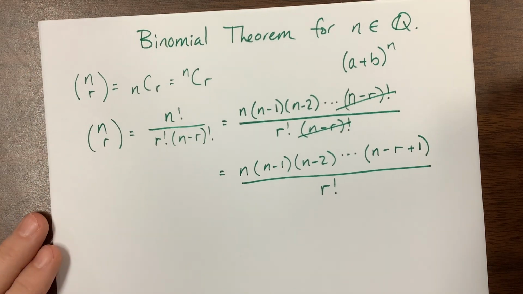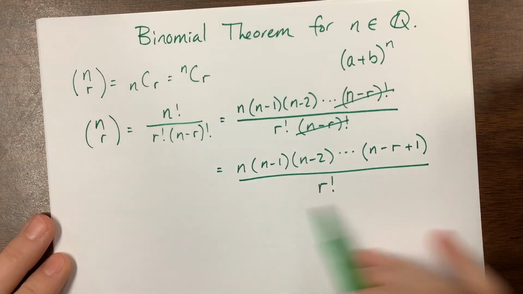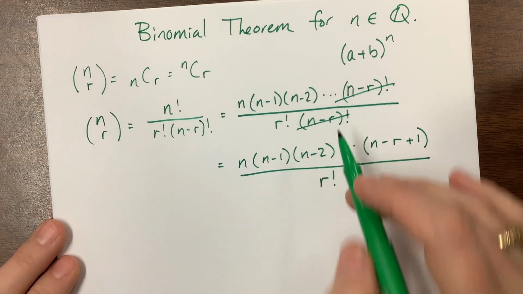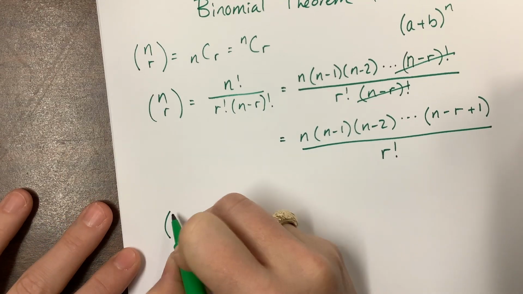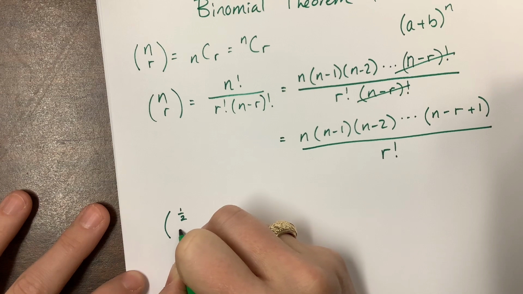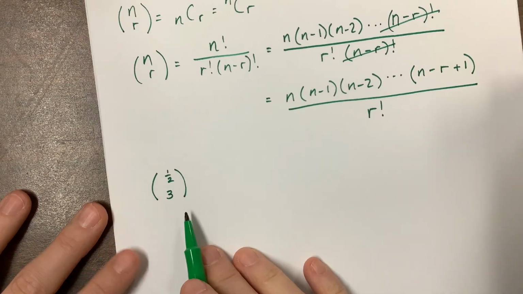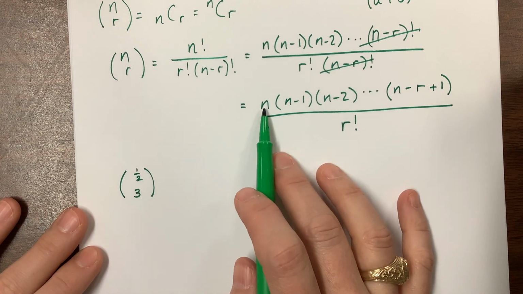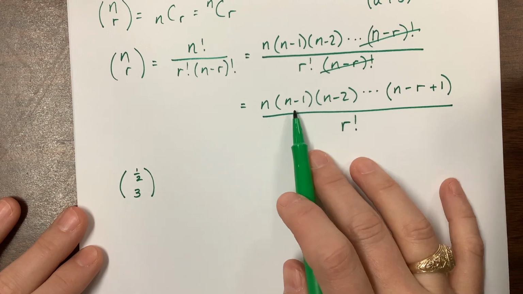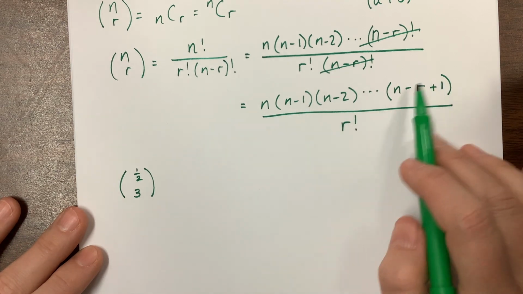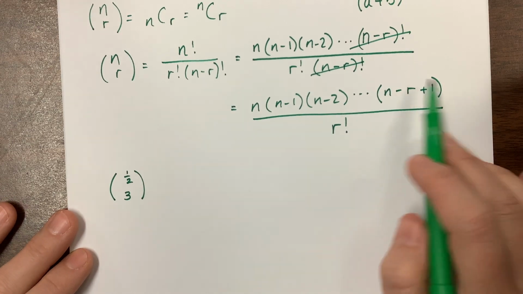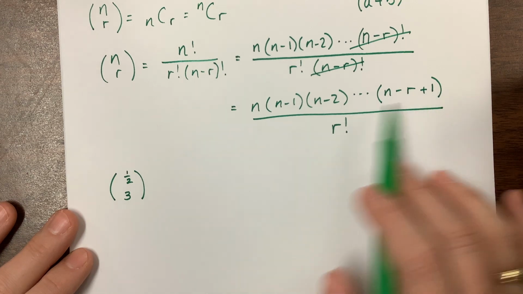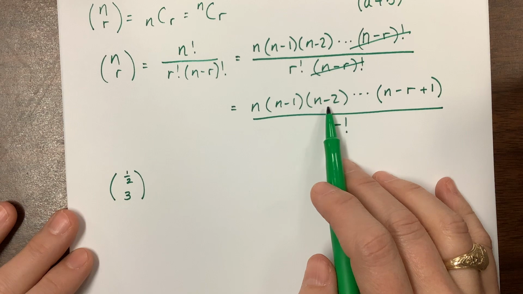So with these rational exponents, we're going to use this version of the formula. What we want to consider is, say, I've got 1/2 choose 3. What we know here is that our r value is equal to 3. So we're going to take n, which is 1/2, and multiply it by 1/2 minus 1, times 1/2 minus 2, and we're going to go all the way down until, well, let's plug in 3 and see what we would get. If I have n minus 3 plus 1, that means n minus 2. So the last term that we want is n minus 2.